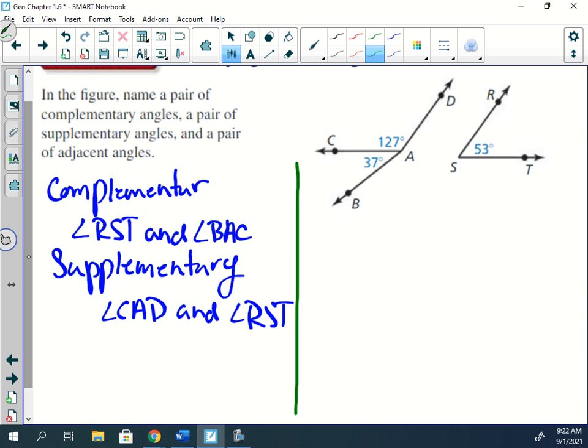Name a pair of adjacent angles. So CAB and CAD. Because for them to be adjacent, there's two traits that they need. A common vertex, which CAD and BAD do share. They do share a common vertex. But we need what else? A common side.